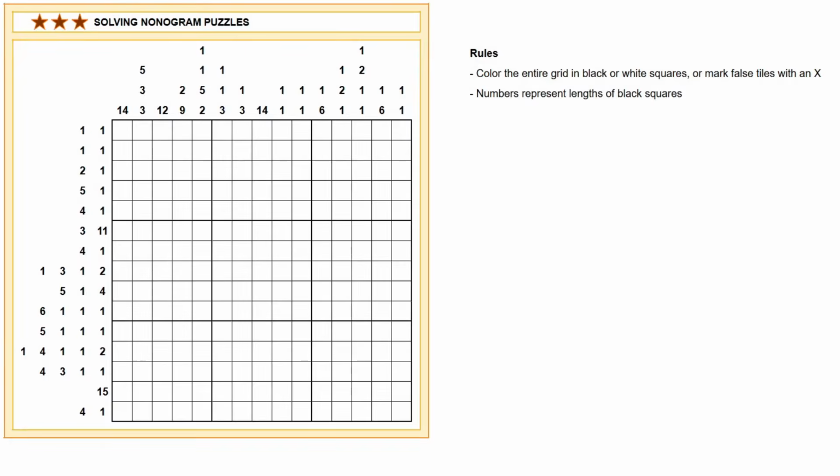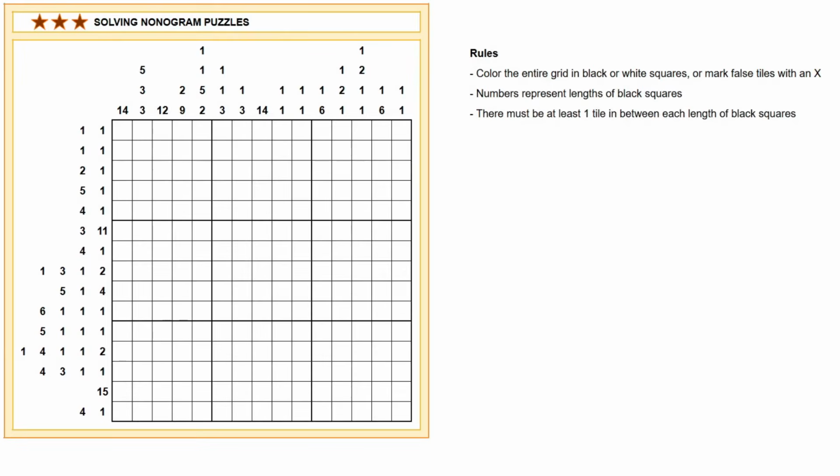The numbers represent the length of black squares. For example, the first 5 would represent a line of 5, but of course you don't know that it's going to be on that location. These numbers are always in the correct order. So first there will be a 5, then a 3 and then another 3. Of course from the left side it will be left to right, and from the top side it will be top to bottom.